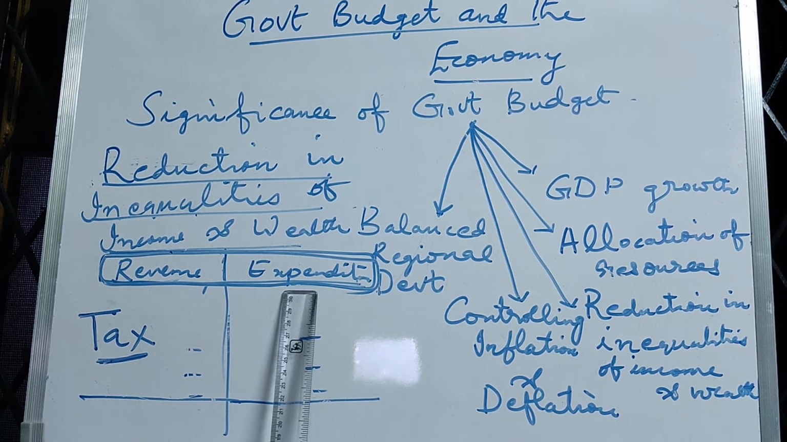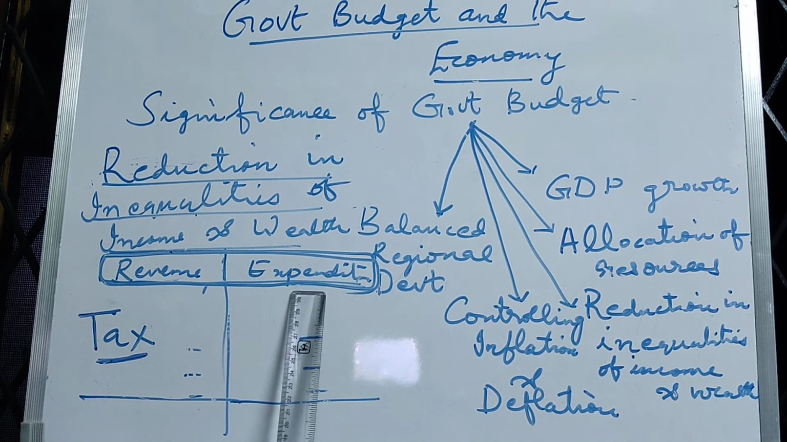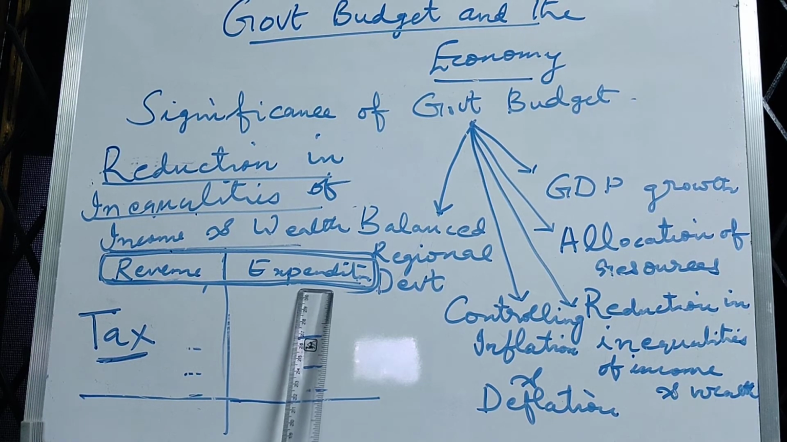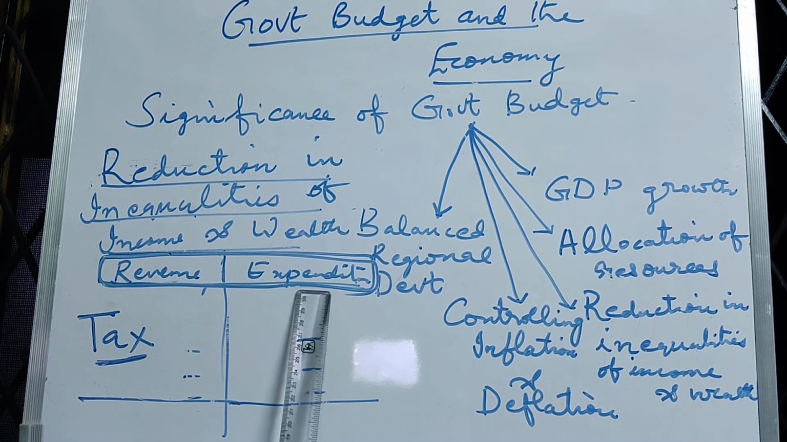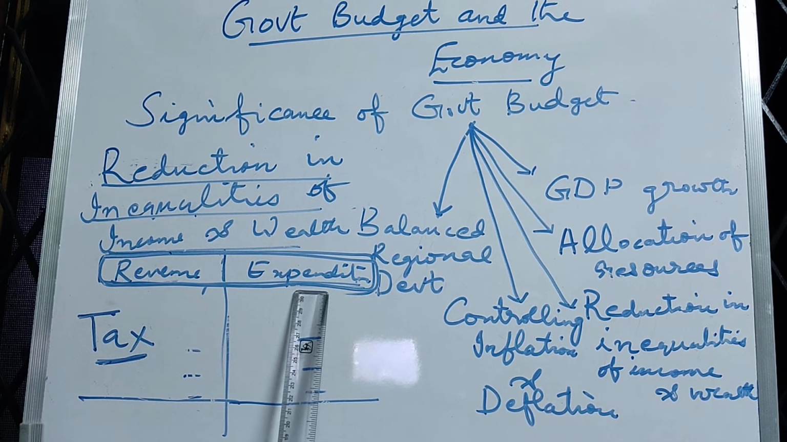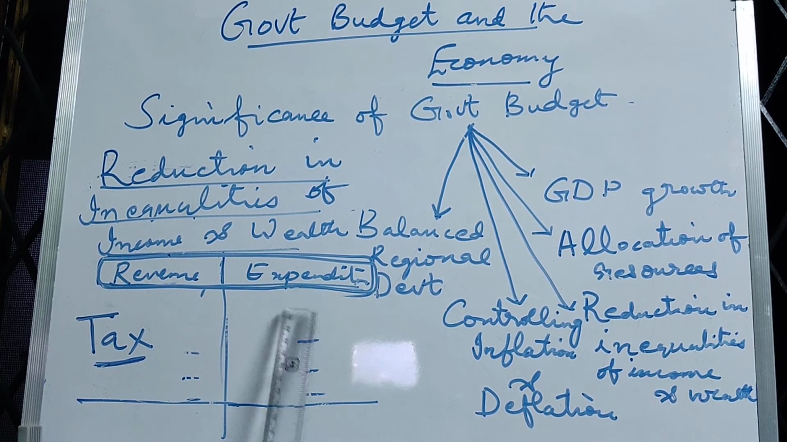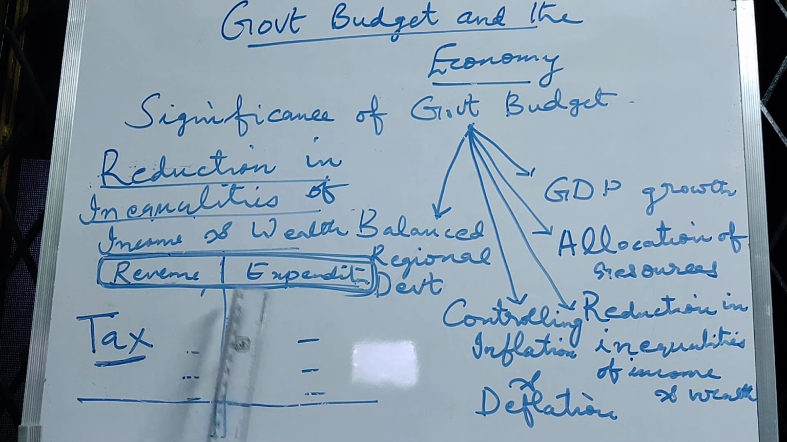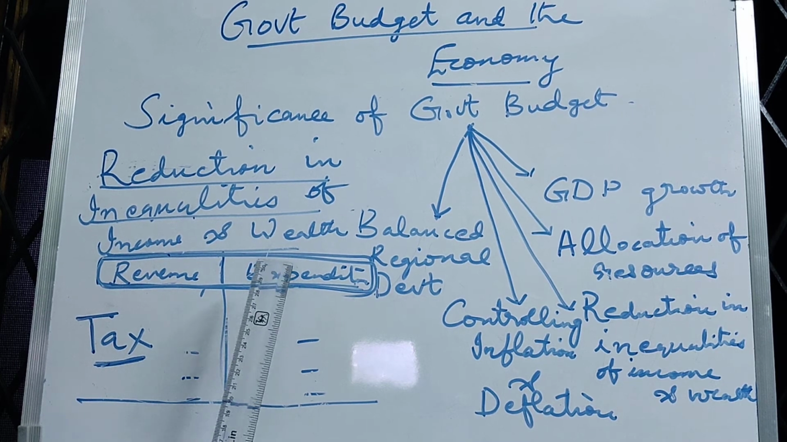Like that, there are different types of subsidies the government provides. There are ration shops run by the government in which poor people get food grains, rice, wheat, sugar, edible oil, etc. at a nominal price. So the government spends money on providing all these things so that the poor can be lifted out of poverty.